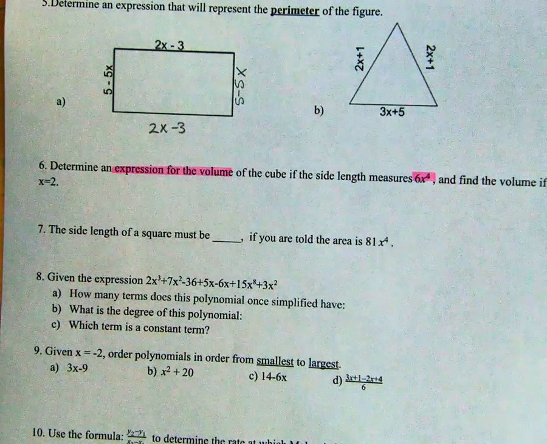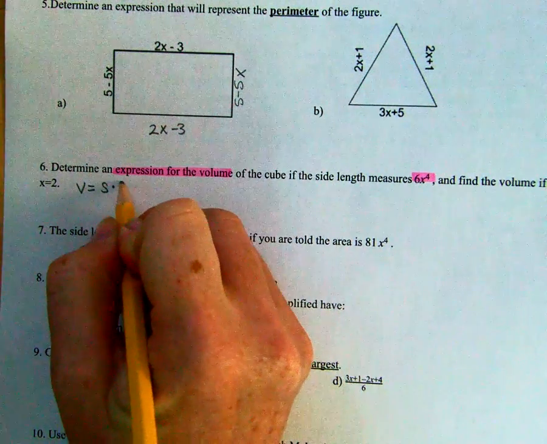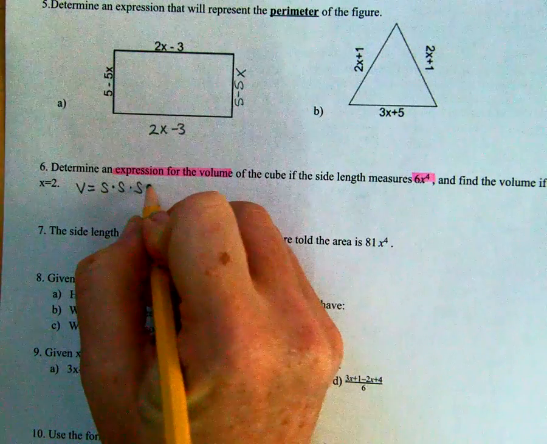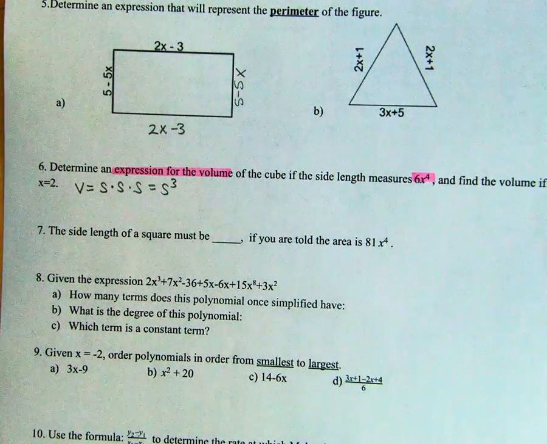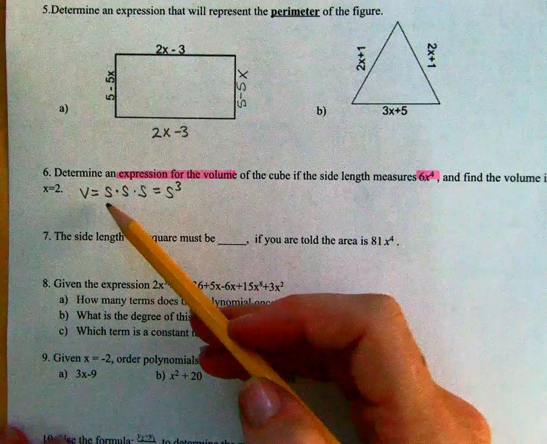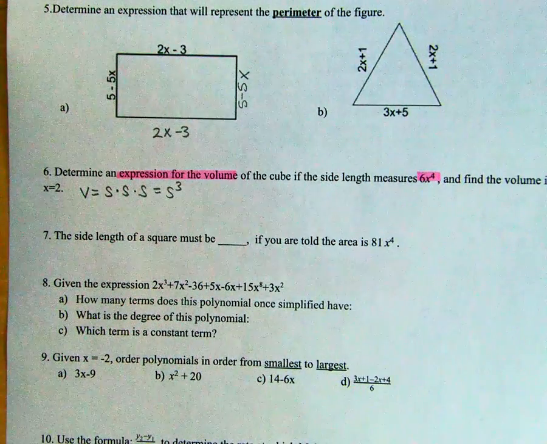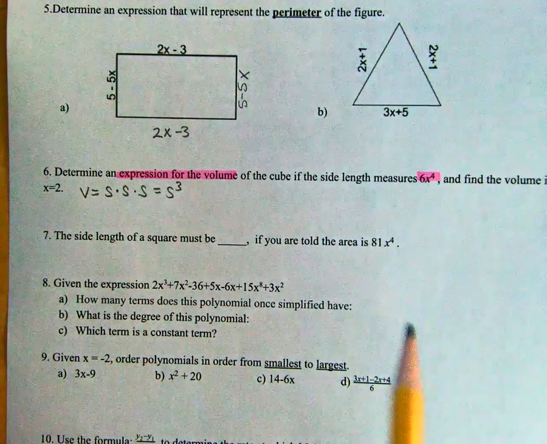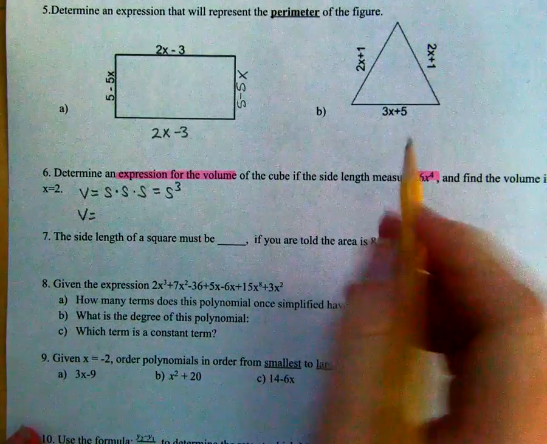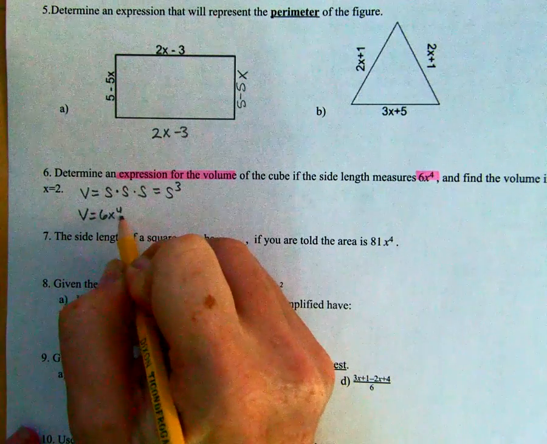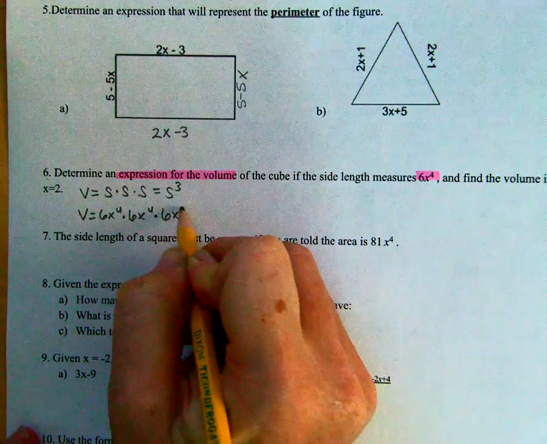Okay, so I can find the volume of a cube by taking side times side times side, which is side cubed. Because in a cube, all the sides are the same length. If it were rectangular, I would do length times width times height. But because it's a cube, all the sides are the same length. Okay, so this ends up being, if I think about it in terms of its expression, 6x to the 4th times 6x to the 4th times 6x to the 4th, right?